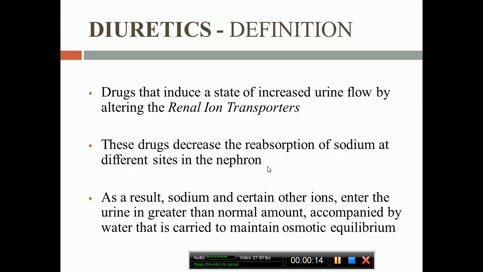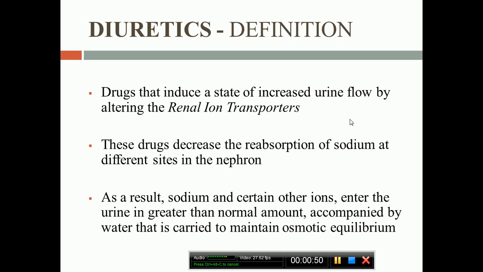Today's topic is diuretics. If we define diuretics, they are those drugs which induce a state of increased urine flow by altering renal ion transporters. So, two things are important in this definition. One is that it is the state of increased urine flow. It's more than normal; where a patient normally has a certain amount of urine, it almost doubles the urine output.